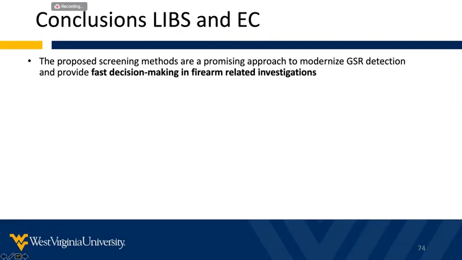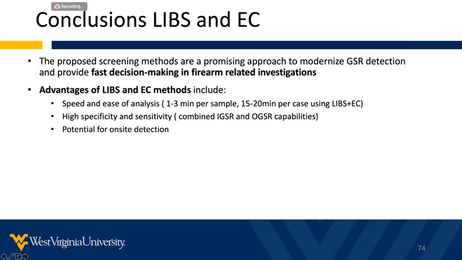So the general conclusions for both LIPS and electrochemistry is that the proposed screening methods are a promising approach to modernize GSR detection and provide fast decision-making in firearm-related investigations. Some of the advantages of LIPS and electrochemical methods include the following: the speed and ease of analysis, requiring between 1 to 3 minutes per sample or 15 to 20 minutes per case when we combine both technologies. High specificity and sensitivity is gained when we also combine both capabilities. And there is a lot of potential for on-site detection.